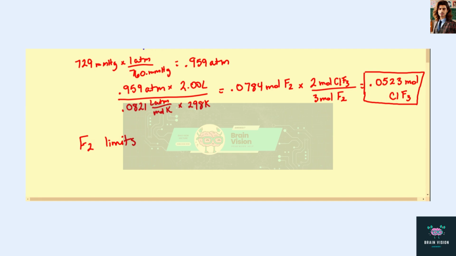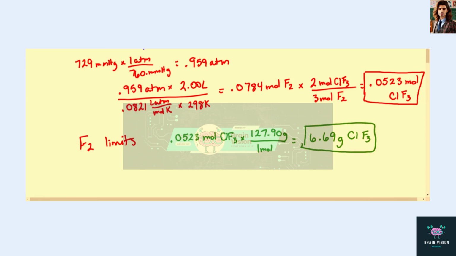Now, the other part of this question is it wants the mass that we could make, or the theoretical yield. So I'm going to take my moles of ClF3 and multiply it by its molar mass, which is 127.90 grams. And that is going to give me 6.69 grams of ClF3 as my theoretical yield. So this is your final answer, along with the fact that F2 is limiting.